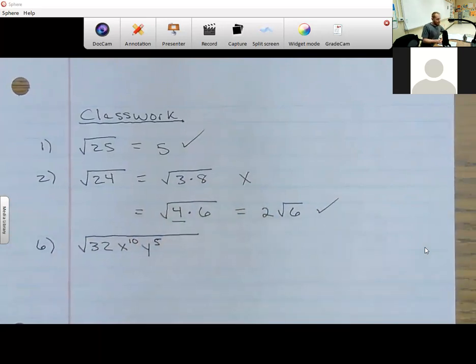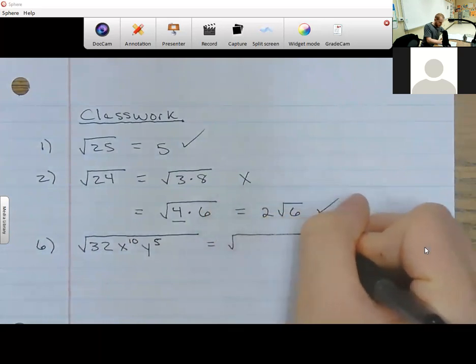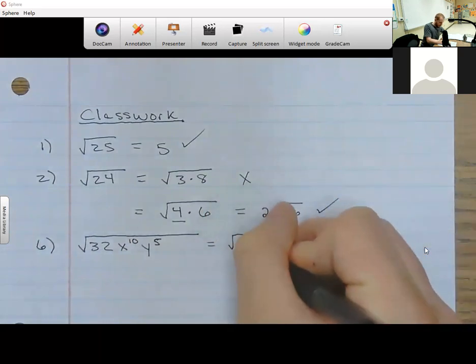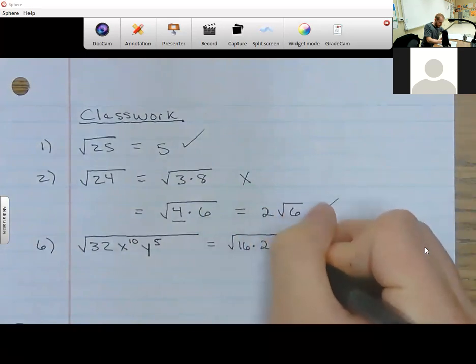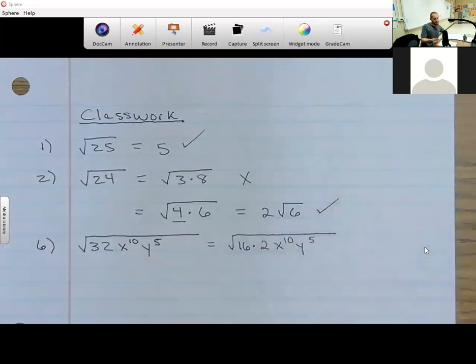Okay. Now for this one, we know that 32 is not a perfect square, but we can break it up into 16 times 2, right? Are you following me here? 16 times 2. And then I still have that x to the 10th and y to the 5th. We'll deal with that later. But let's just talk about the numbers for now to try to keep it simple.